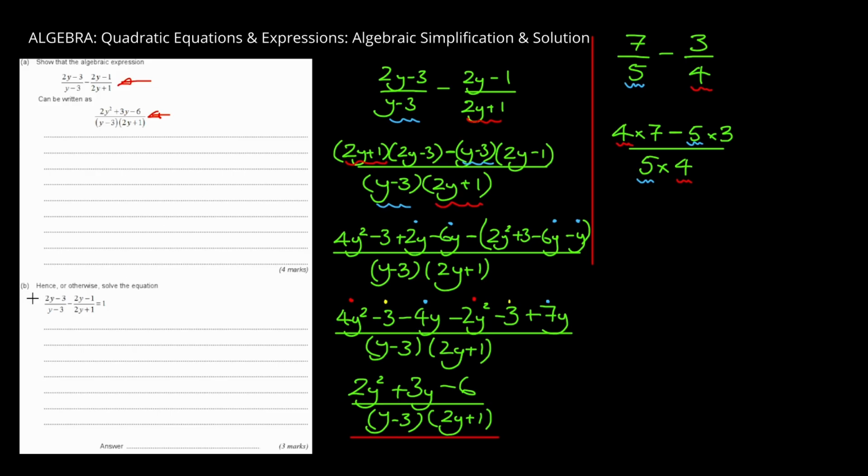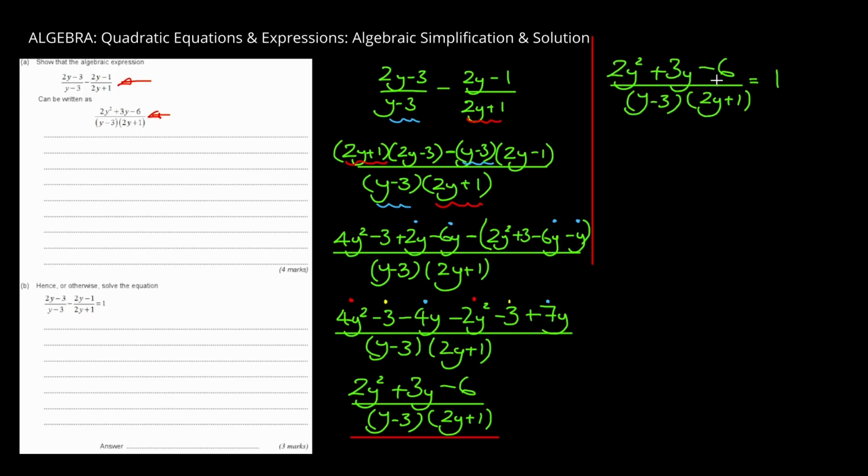But we've still got to do part B. And what's it saying? Hence or otherwise, don't ever do otherwise. Hence, solve the equation. What we notice is that the left-hand side of this equation is exactly the same as what the question started with. The question is hinting that if we make this equal to 1, we'll be able to solve and simplify very much more easily. So let's set that up.